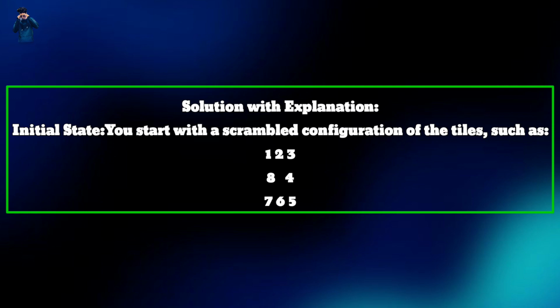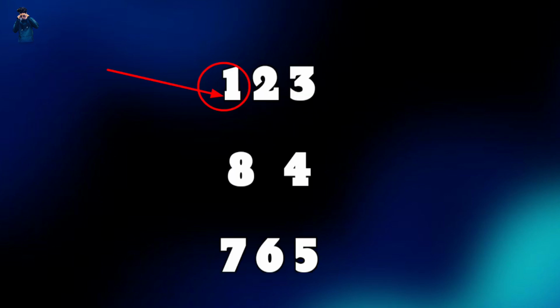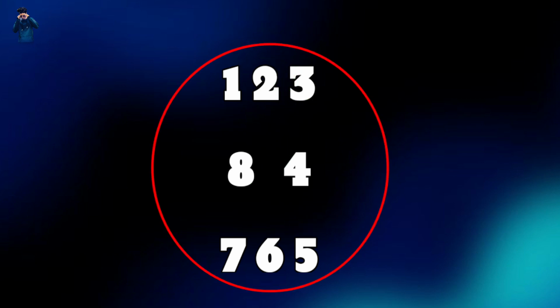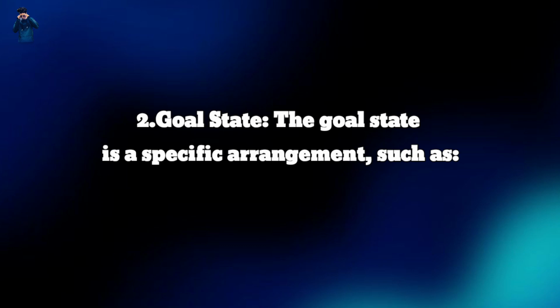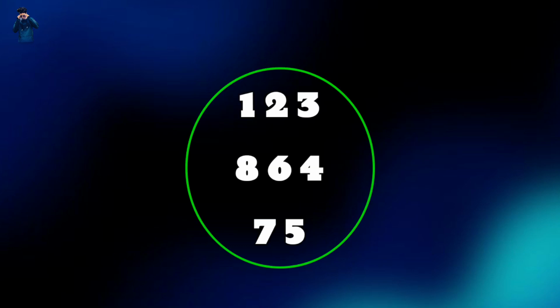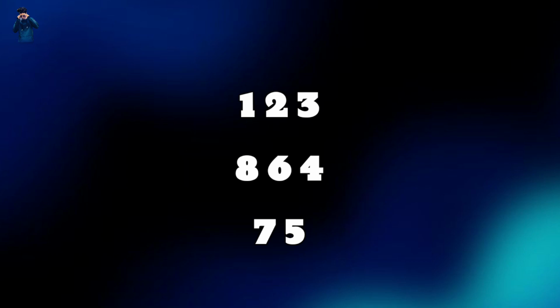Solution with explanation. 1. Initial state. You start with a scrambled configuration of the tiles, such as 1 2 3, 8 _ 4, 7 6 5. 2. Goal state. The goal state is a specific arrangement, such as 1 2 3, 8 6 4, 7 _ 5.